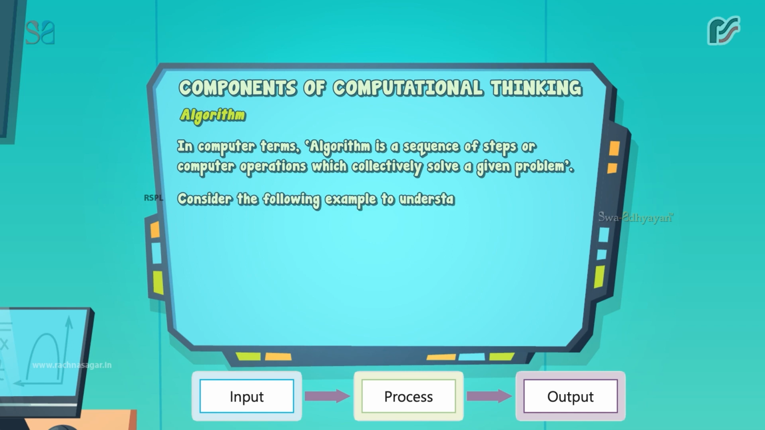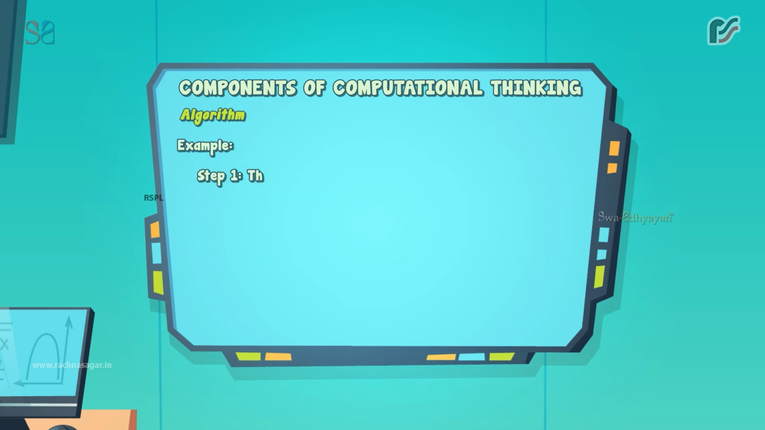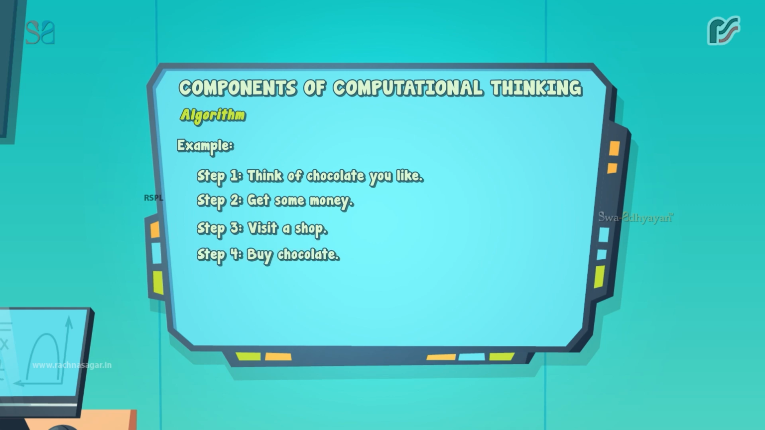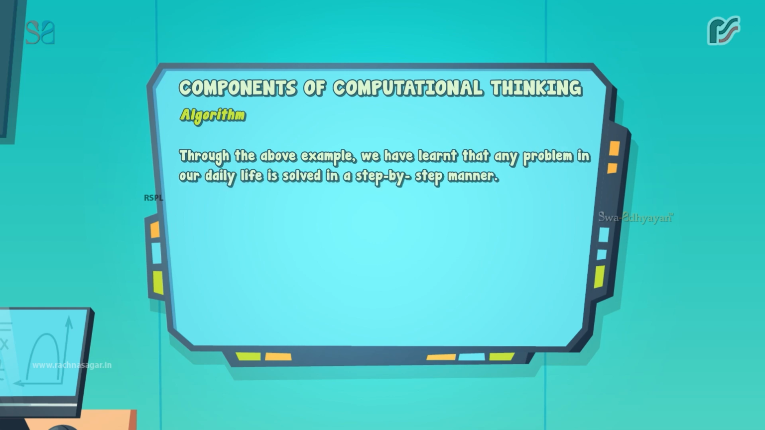Consider the following example to understand the stepwise approach. Here is a stepwise approach to buy a chocolate from the market. The first step would be to think of chocolates you like. The next step is to get some money. Then visit the shop, buy the chocolate, then return home and stop. Through the above example, we have learned that any problem in our daily life is solved in a step-by-step manner. Therefore, you unknowingly follow an algorithm. Isn't that interesting?